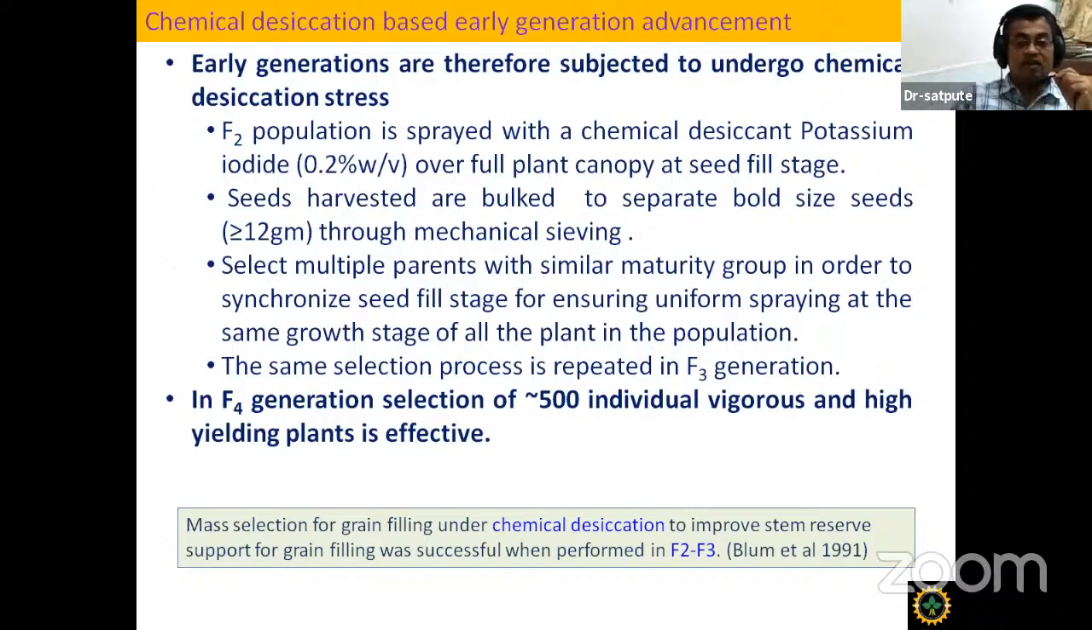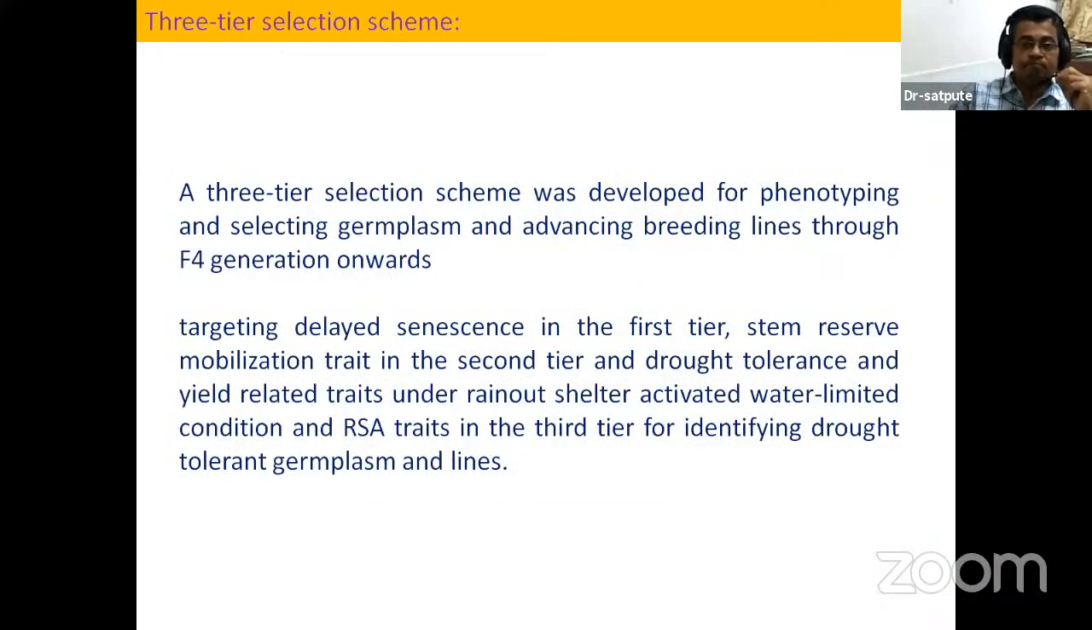In 1991, long back, that mass selection for grain filling under chemical desiccation to improve stem reservoir support for grain filling was successful when performed in F2 and F3 generations. So a 3-tier selection scheme is practiced after F4.